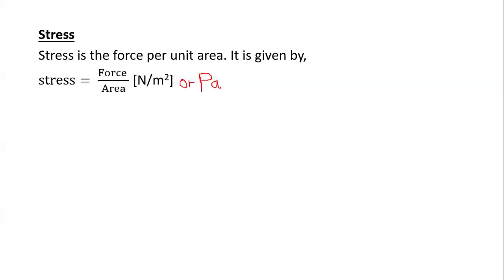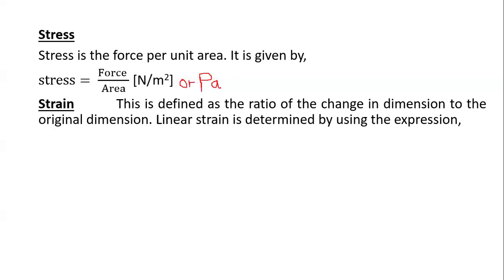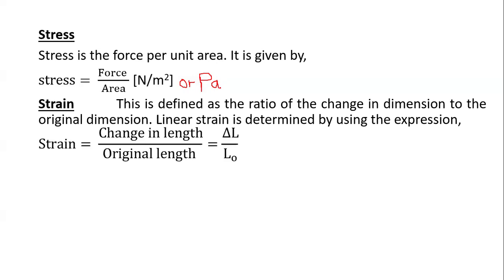Then the counterpart to this is strain. Strain is basically the ratio of the change in dimension to the original dimension. When we talk about the linear strain, then we're talking about this, which is away from the general version, because we can have linear strain, we can also have volumetric strain, name it. So here we have change in length divided by original length. So we have this symbol, change in length over original.